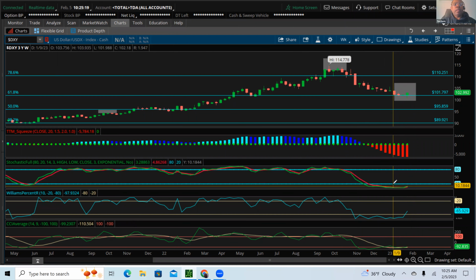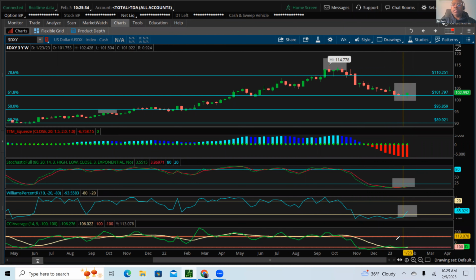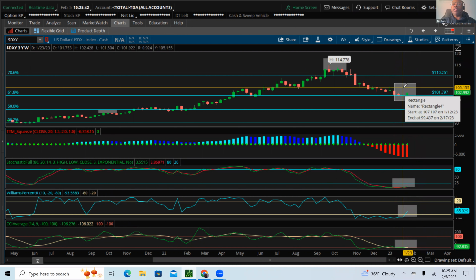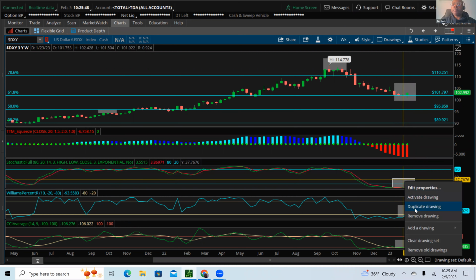Subsequently, if you look at the full stochastics in oversold territory on this weekly chart, it looks like it too is ready to start to hinge back up. Williams percent R, it too looks like it's starting to hinge back up. CCI, it looks like it is still waiting. So once all of these start to hinge up, it looks like the weekly chart is starting to show some strength in the DXY, or the dollar.